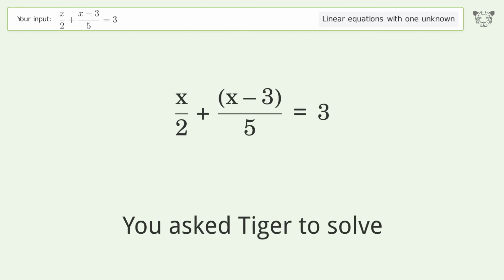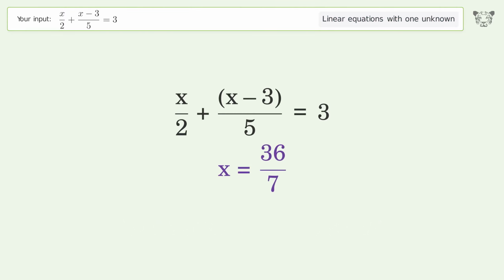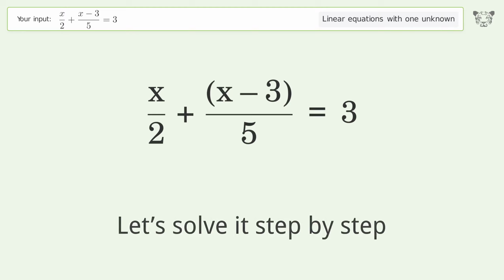You ask Tiger to solve this. This deals with linear equations with one unknown. The final result is x equals 36/7. Let's solve it step by step.